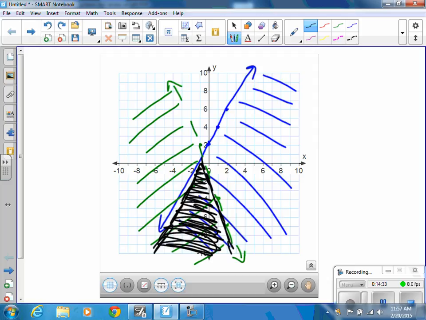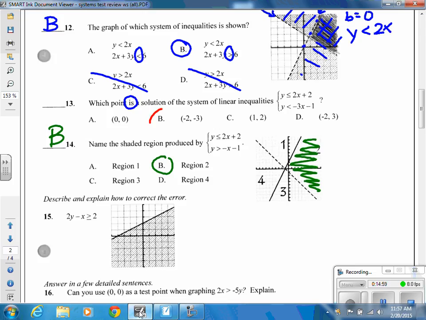So now if you look at number 13 and the ordered pairs, 0, 0, the origin is not in that shaded area, so that is not the answer. If we go to negative 2, negative 3, that would be left 2 and down 3. That one is in the shaded area, so that one works. Check out the other 2 as well. Positive 1, positive 2 is not in the shaded area. Negative 2, positive 3 is not in the shaded area of both questions. So the only answer that works for both is letter B. And again, if you had done the plugging in method, you would have also found that letter B worked for both inequalities, not just one and not the other.